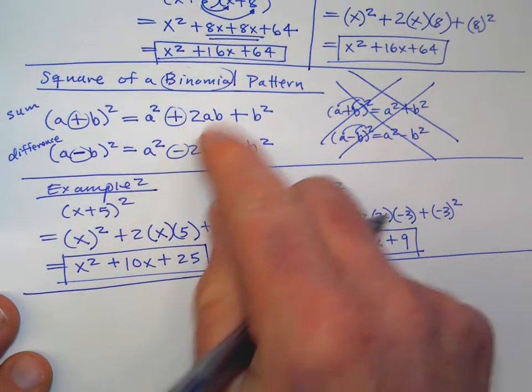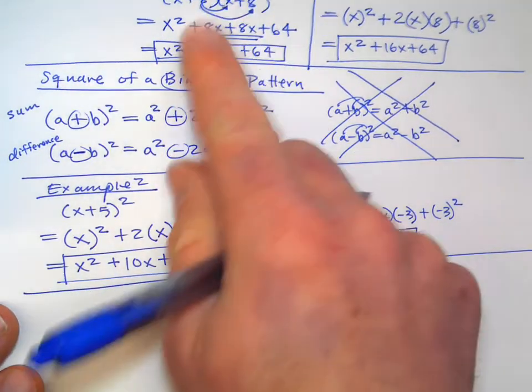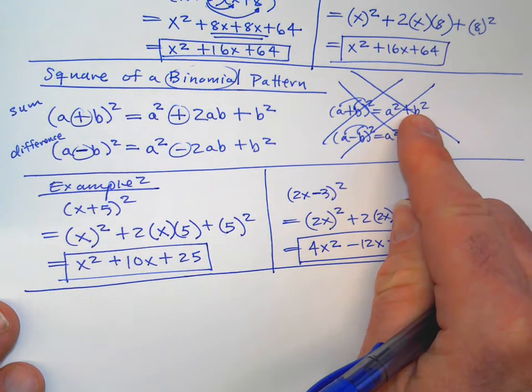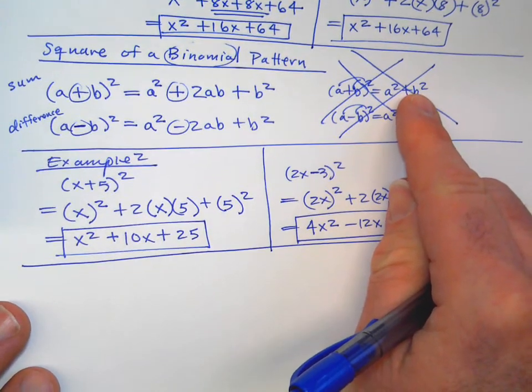There's going to be a middle term. The middle term will come out of this. First, inner, outer, last. If you do this, you're ignoring the inner and outer. You're just doing F and L of FOIL.